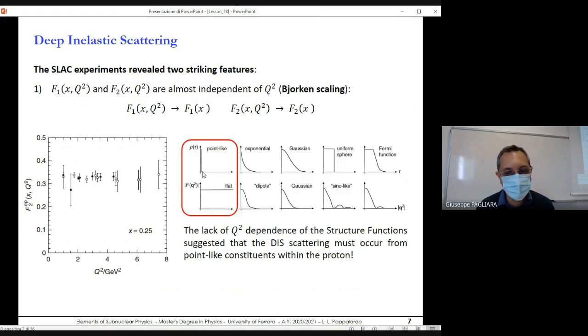And so the lack of the Q-square dependence of the structure function suggested for the first time that the DIS scattering is occurring not from the proton as a whole, but really from point-like constituents inside the proton. So this was the very first experimental indication of the existence of quarks inside the proton.